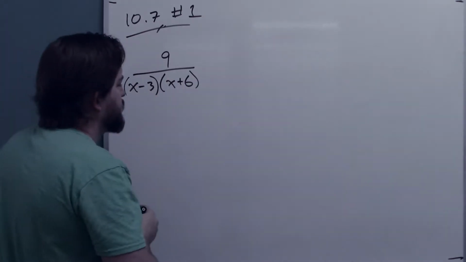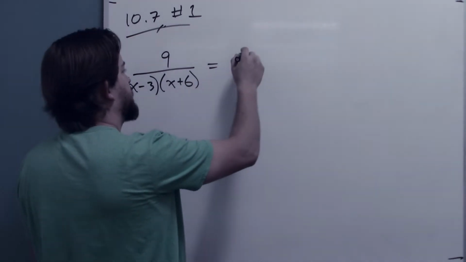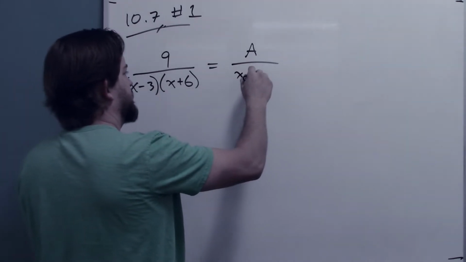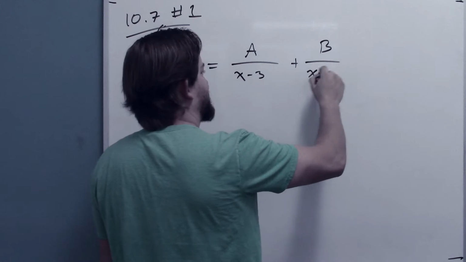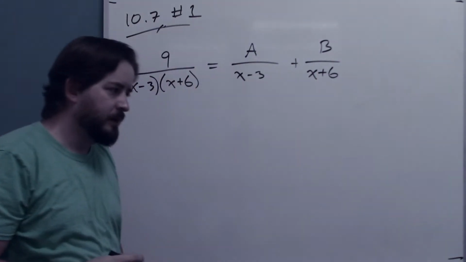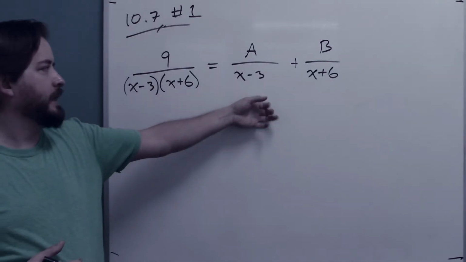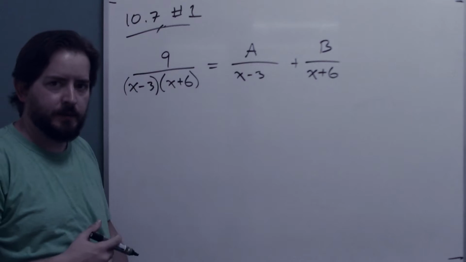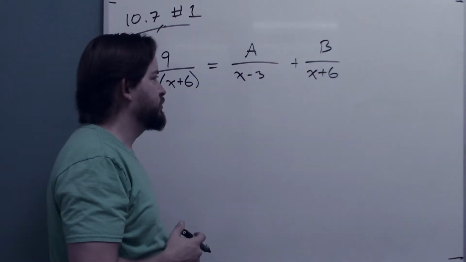Okay. So it's first important to know that you would have to break this up into some constant A over the x minus 3 factor plus some constant B over the x plus 6 factor, right? And I have an equation, right? The left-hand side has to be equal to the right-hand side, because if I were to add the right-hand side together, I would get the left-hand side, right? Now, we just need to figure out what A and B will make this work, right?